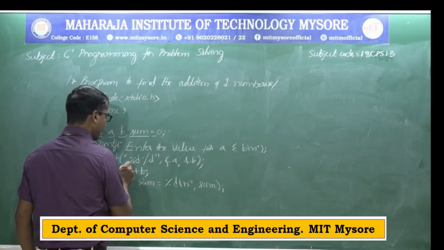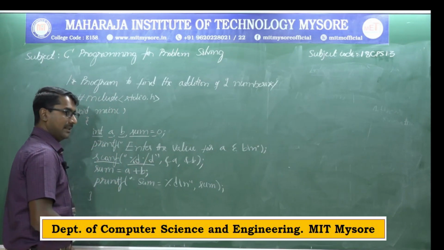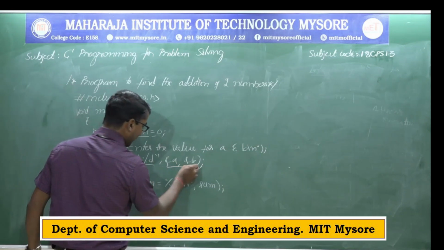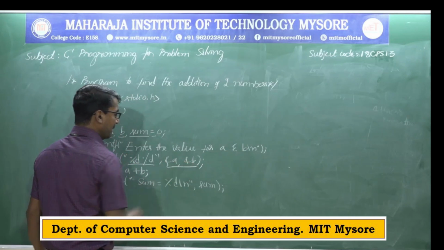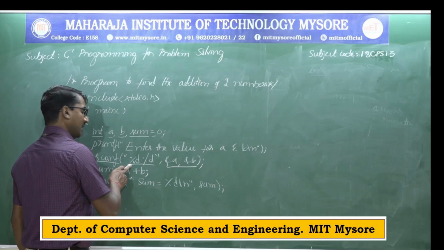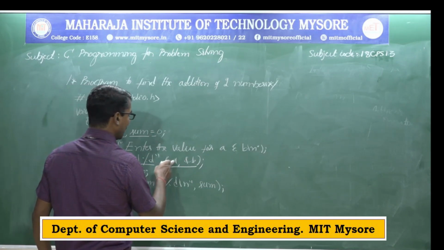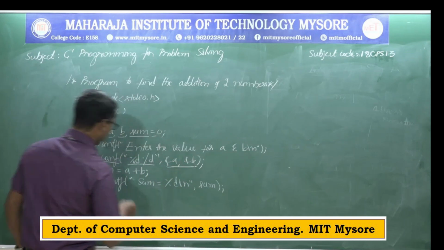So you observe here we are using two %d, because we are reading values for two variables a and b. Two variables, so it must be two control strings: %d and %d. So address of a, comma, address of b.